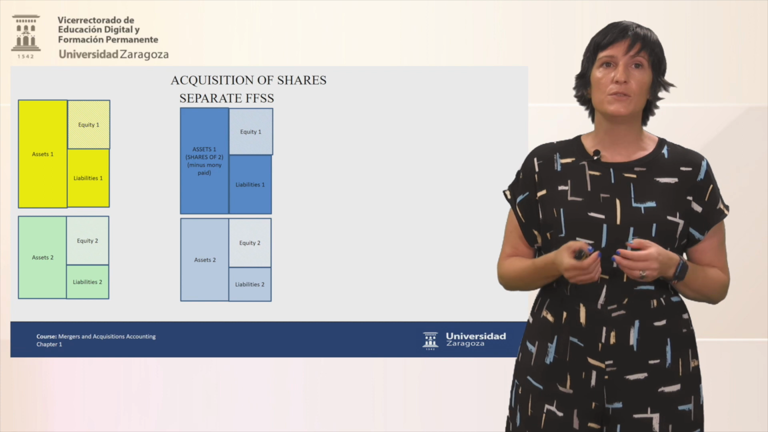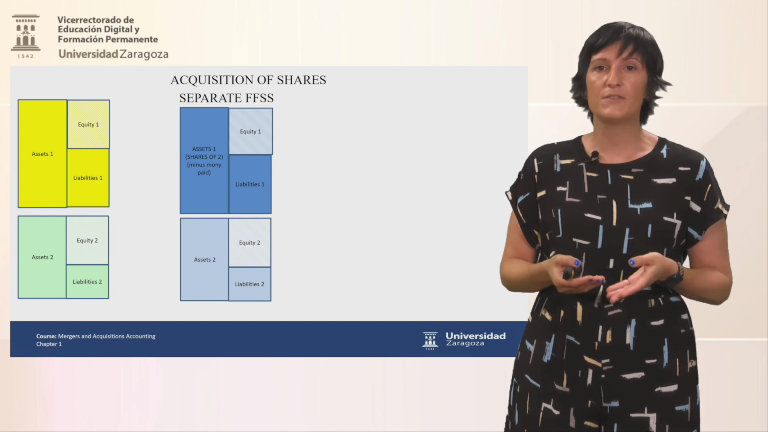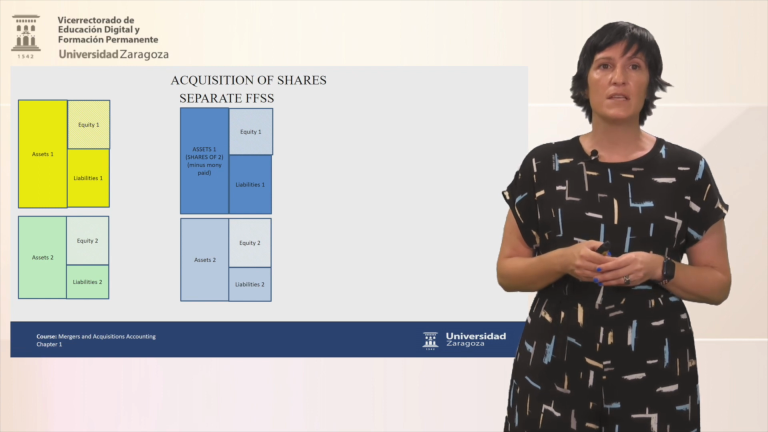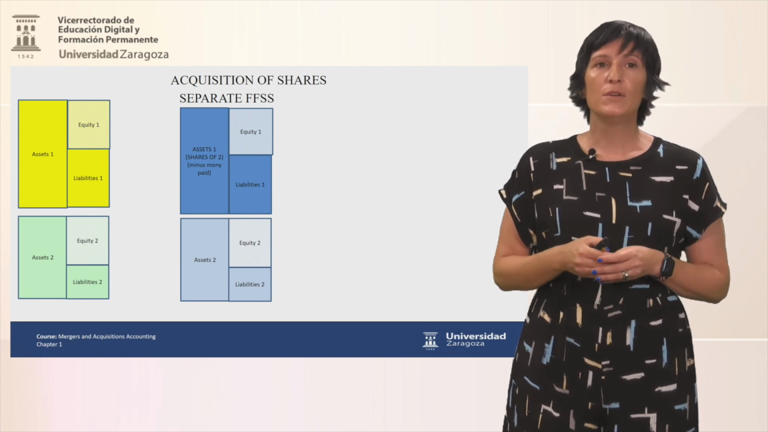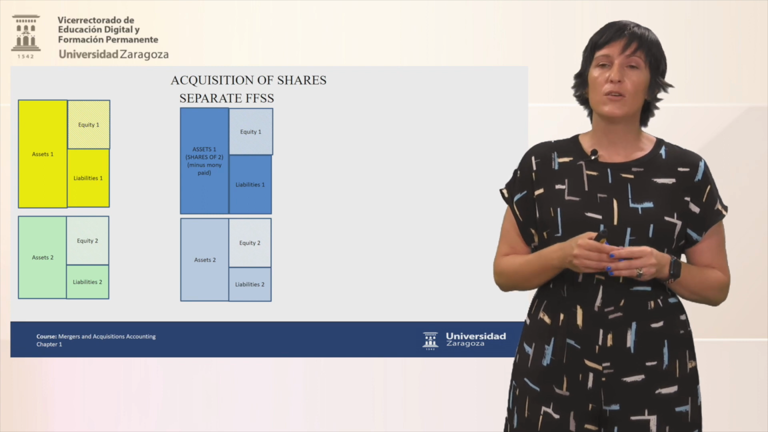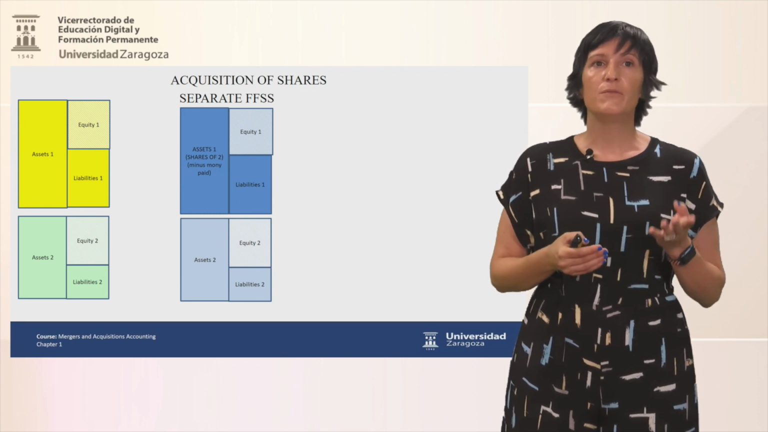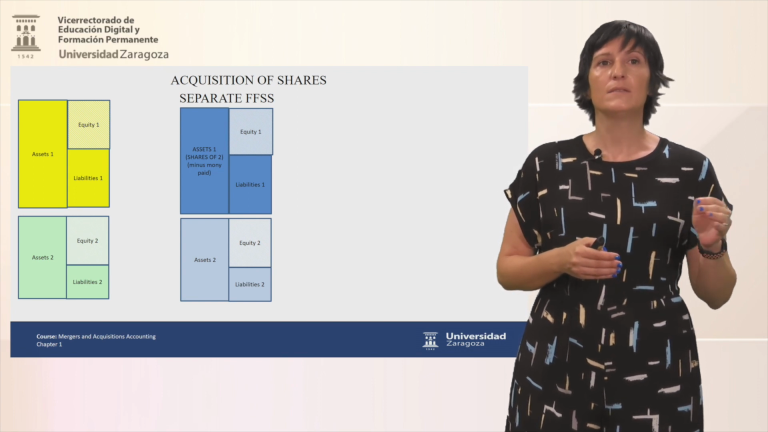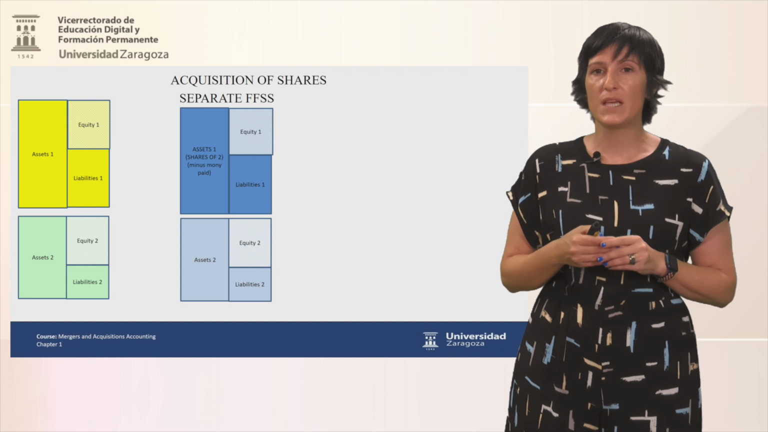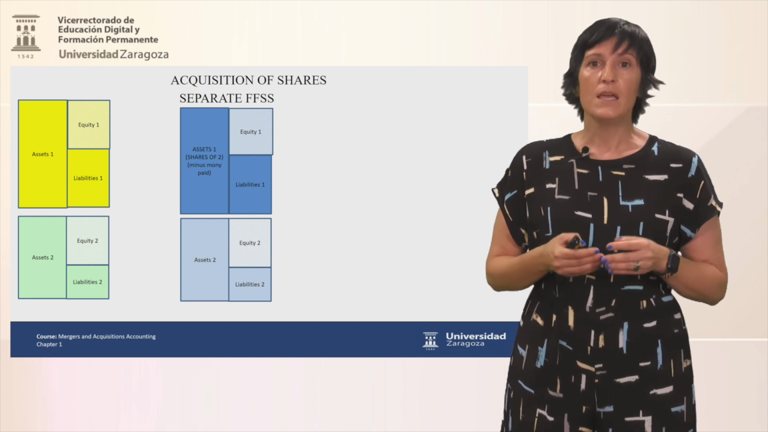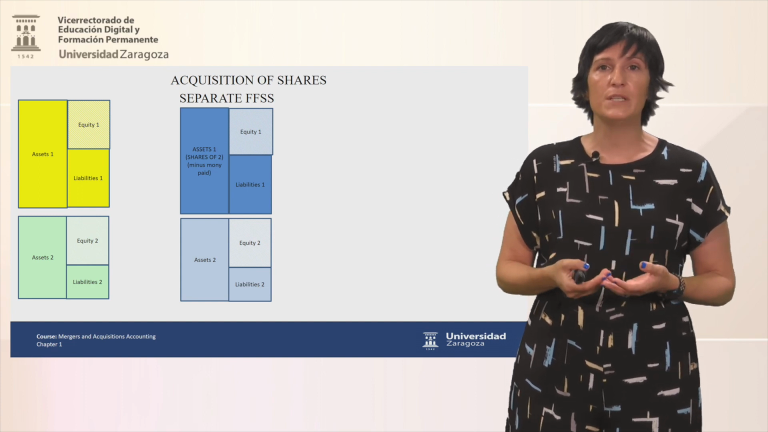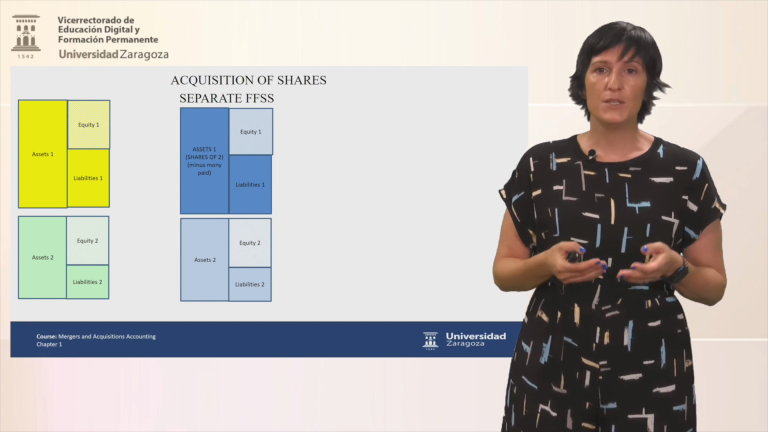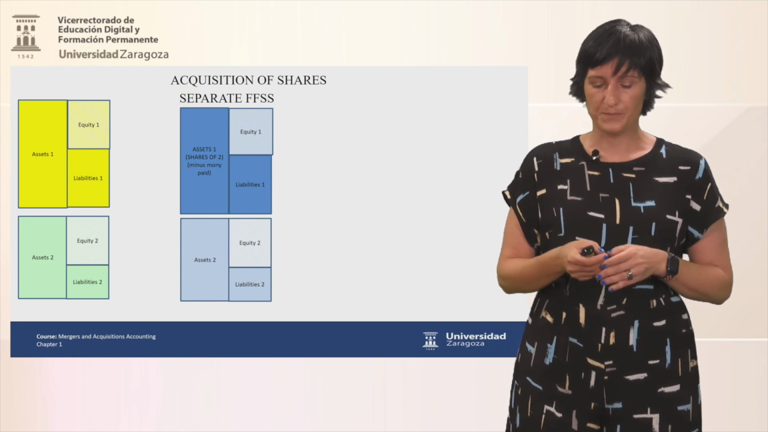There will continue to be two companies that will have to do accounting in separate financial statements, but the owner of company 2 will be company 1. So if we look at the assets of company 1, we will see that within the financial assets, we have the shares of company 2. And we will see, if we look into detail, that the amount of cash will have decreased due to paying for these shares.